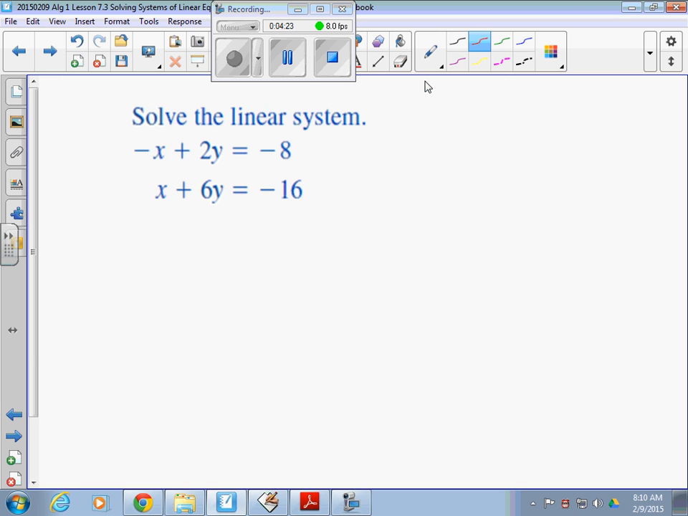Okay, on the back, try this one. They're nice and neat and stacked on top of each other. The x's on top of the x's, the y's on top of the y's, the constants on top of the constants. Combine them. You should see one of the variables eliminate. Once it's eliminated, solve for the other and sub it back in. Take about a minute.